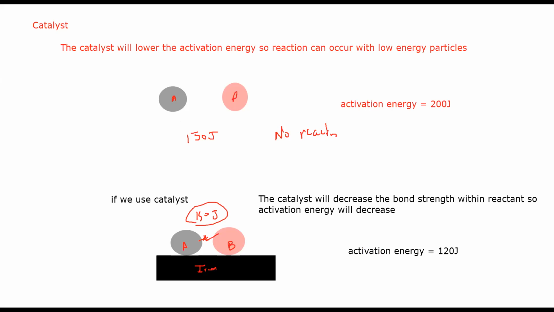So if we sketch a graph for the volume of a product, the amount of product will be the same. One is with catalyst, another one is without catalyst. So this is with catalyst, which is faster, and without catalyst, it will be slower.